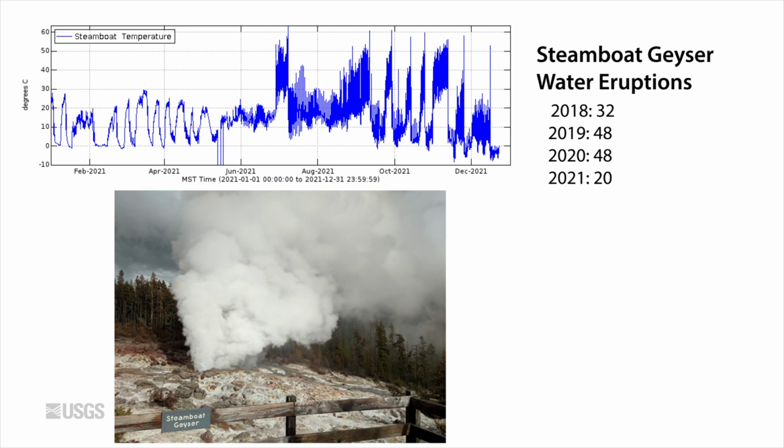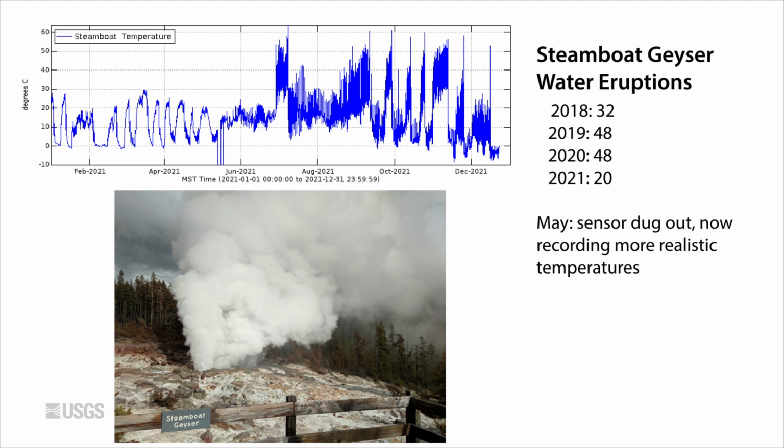This is a plot of the temperature in the outflow channel of Steamboat Geyser, and each one of these spikes records an eruption. Now you might see a change from the early part of the year to the later part of the year when the temperature really rose, and that's because the temperature sensor had actually been buried earlier in the year by all of the debris coming down from these eruptions.